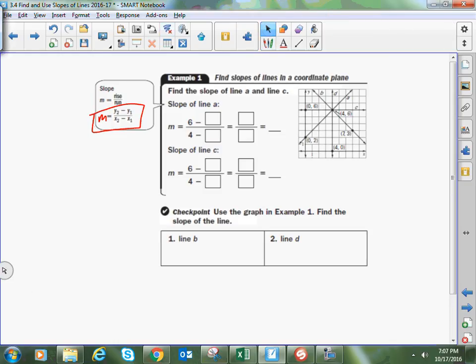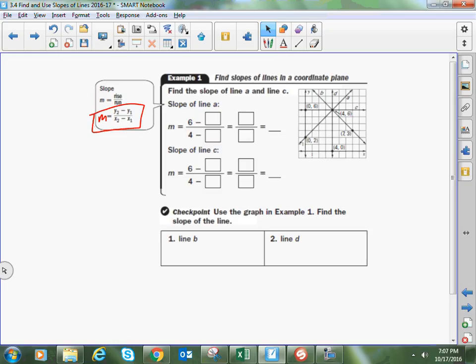Our notes aren't going to do a great job of always using the slope formula, so I'll try to put it there where I can. But slope formula: y2 minus y1 over x2 minus x1, change in y over the change in x. Looking at the examples here, find the slope of line A and the slope of line C. Again, I would start by writing the formula, then I would start substituting the numbers, because we have a choice.